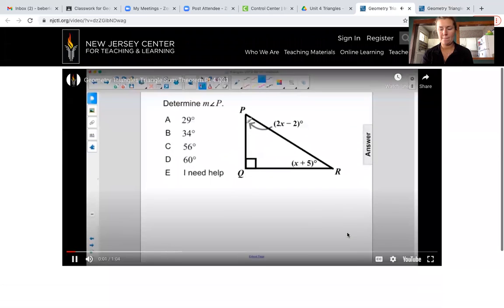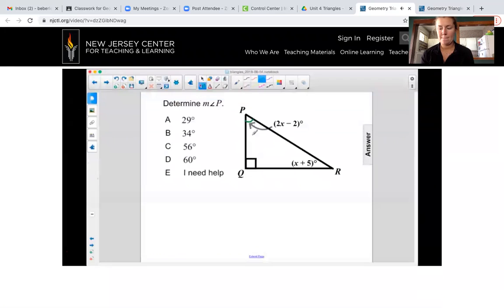Determine the measure of angle P. So this angle right here. All right, since this is a right triangle, we know that these two angles are complementary, so we can add them up and solve for x. 2x minus 2 plus x plus 5 equals 90 degrees, since complementary angles add up to 90 degrees.